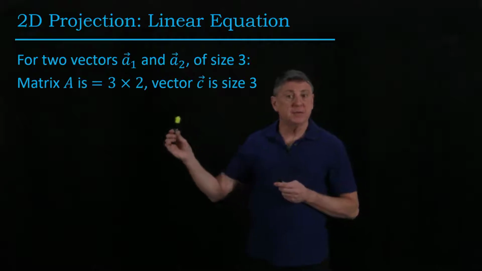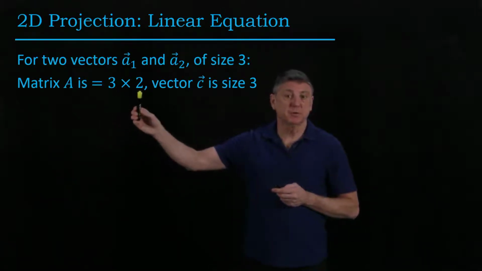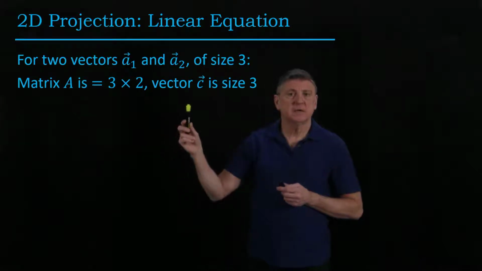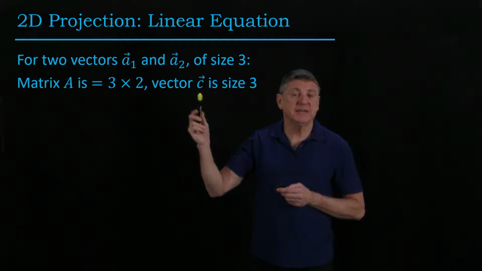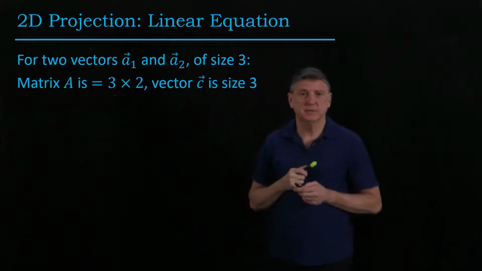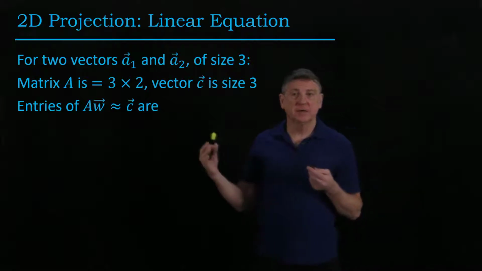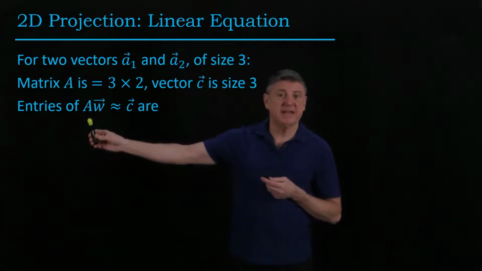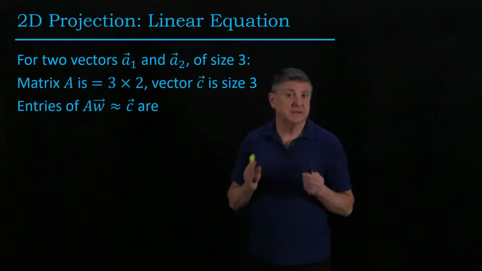If we combine those, if we gather them, then we get a matrix with 3 rows and 2 columns. And we then, suppose, are given a vector C, and it is also of size 3. Well, can we formulate a linear equation? Can we say that AW equals C? And the answer is, it depends.